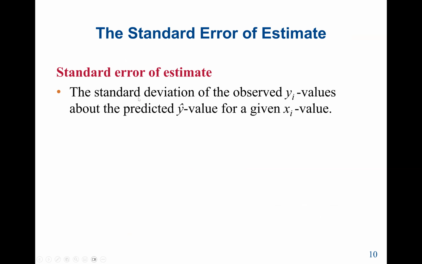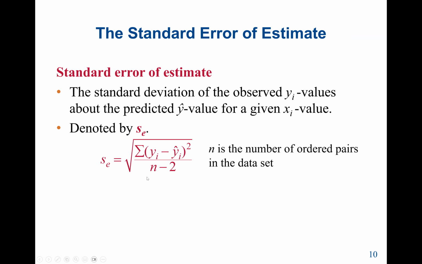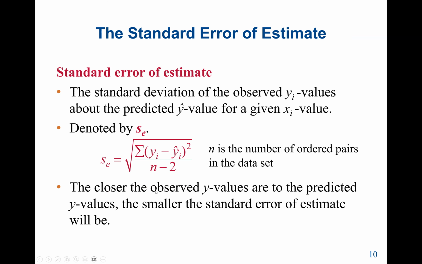Now, the standard error of estimate is the standard deviation of the observed Y values about the predicted Y value for a given X value. So the formula is the square root of the sum of the squared differences between each Y value and the predicted Y, divided by N minus 2. Again, N is the sample size. So the closer the observed Y values are to the predicted values, the smaller the standard error of estimate.